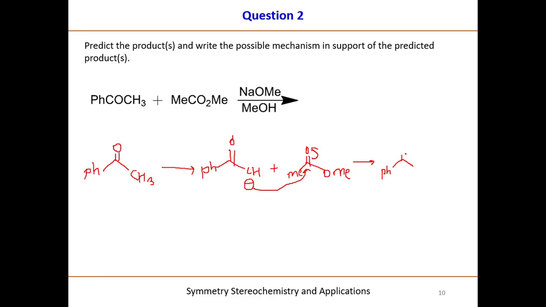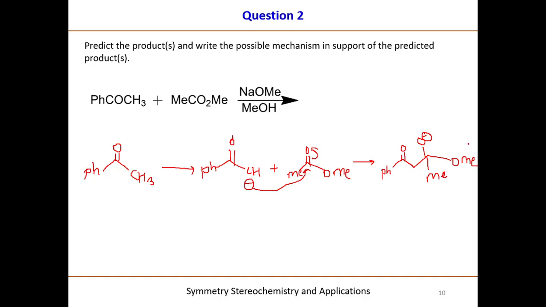Carbonyl carbon, CH2, sorry, O minus, here methyl group and here OMe. I will write here OMe. Correct? All of you understood till here?